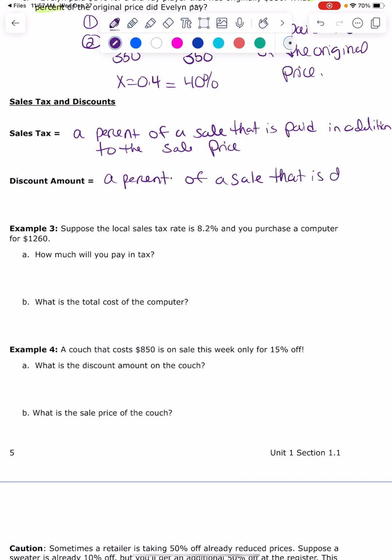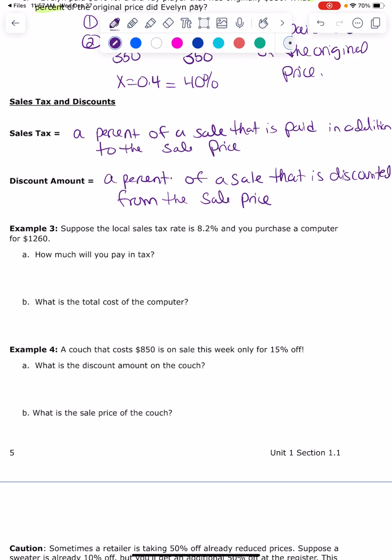That is discounted from the sale price. So they both work very similarly, except with a sales tax, you're adding the amount on. With a discount, you're subtracting.